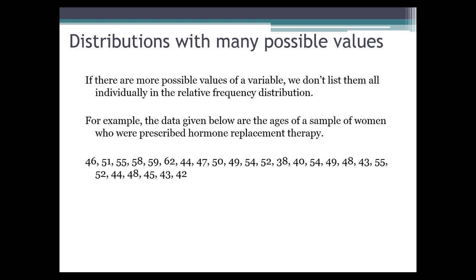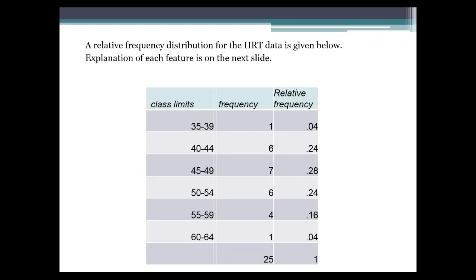So what are we going to do instead? We are going to make a grouped frequency distribution. And in this example, we've got a category 35 through 39, another one 40 through 44, 45 through 49. Notice these values don't overlap. So we don't go 35 to 40, 40 to 45, because if we did that and we had somebody at 40, we wouldn't know where to put them.